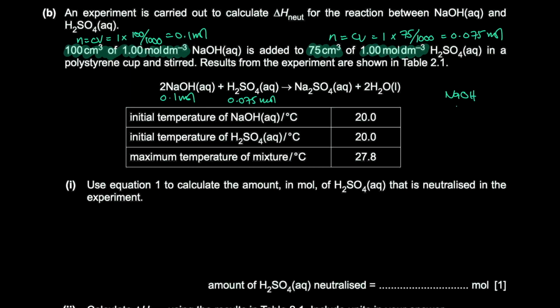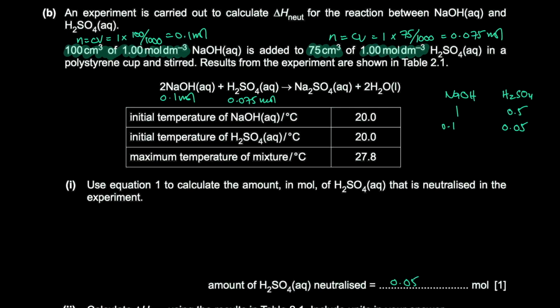Why? Because if we have 1 mole of sodium hydroxide, only half a mole of sulfuric acid will react, because 2 moles of sodium hydroxide react with 1 mole of sulfuric acid. We have a 2 to 1 ratio. If we have 0.1 moles of sodium hydroxide, that will be 0.05 moles of sulfuric acid that will actually react. That means sulfuric acid is in excess. The number of moles of sulfuric acid that are actually neutralized in this reaction is 0.05 moles.